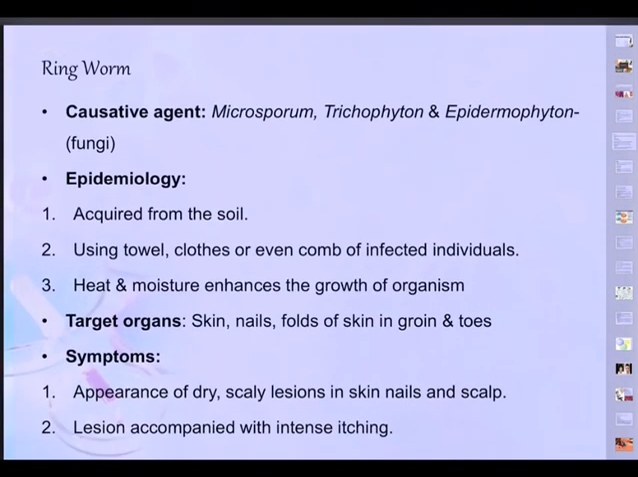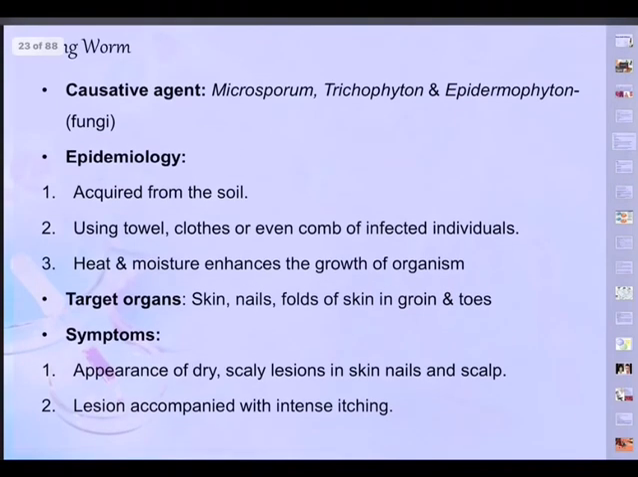And then finally, ringworm. Ringworm is because of tinea, and the causative organisms are Microsporum, Trichophyton, Epidermophyton. This is a fungal disease, and out of these, Trichophyton is very dangerous, and this is acquired from soil, using towels, clothes, or even combs of infected individuals. I was telling you in the class, you must have your own comb. That should not be shared. Your towel should not be shared.